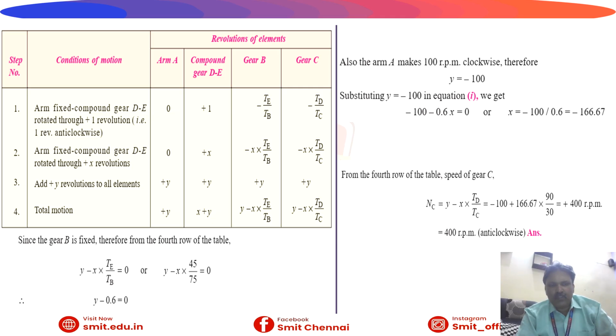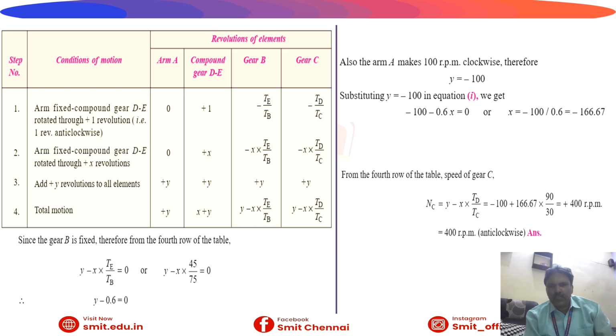What is the third step? Always we add plus y revolution to all the elements. Then plus y, plus y, plus y, plus y. The total motion is the addition of the second row and the third row, which gives the fourth row. Based on the given condition, gear B is fixed, therefore it is 0. So y minus x into TE by TB equals 0. With TE as 45 and TB as 75, we get the expression y minus 0.6x is equal to 0.